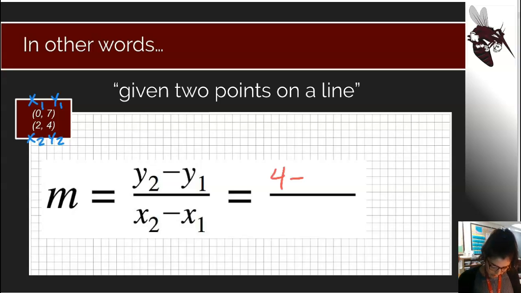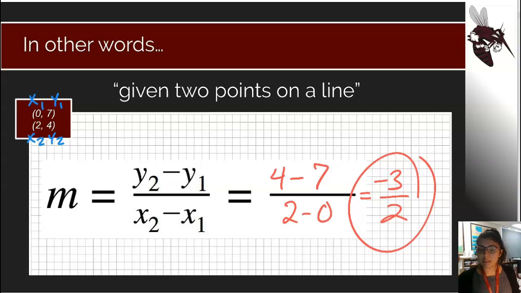y2 is 4, y1 is 7, x2 is 2, x1 is 0. 4 minus 7 is -3, 2 minus 0 is 2, and I still know that my slope is -3/2. It's not always going to be -3/2. I picked the same function to show you in various forms that it's all the same idea, found in different ways when we're given different information.